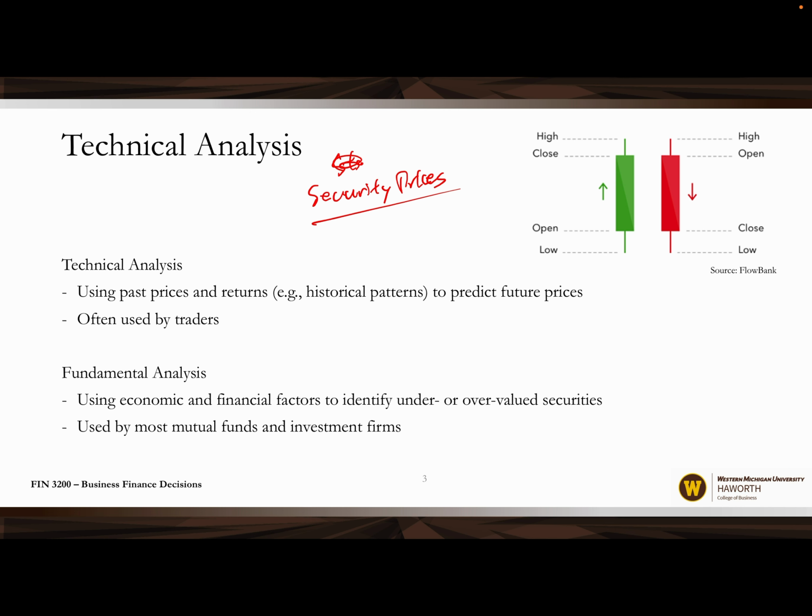One is called technical analysis. Okay, so you might be familiar, but basically day traders, chart readers, they look at how prices moved in the past to predict future prices. So using past prices and returns or patterns to predict future prices.